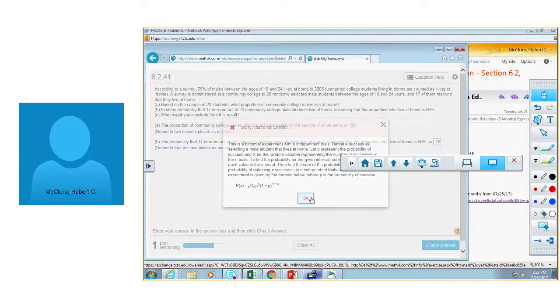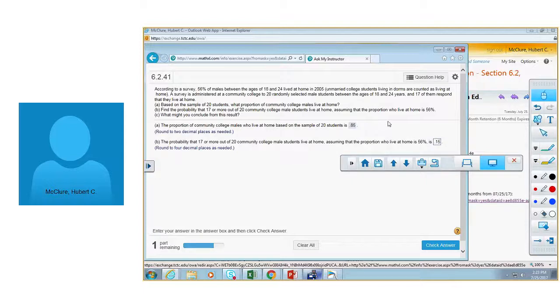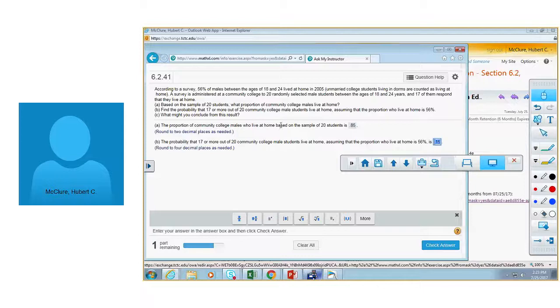You're right. Okay, so you would type in 20, 0.56, and 17. And you'd have to do 18, 19, and 20 and add them all together, because it says 17 or more. So you'd have to add all three of those together.